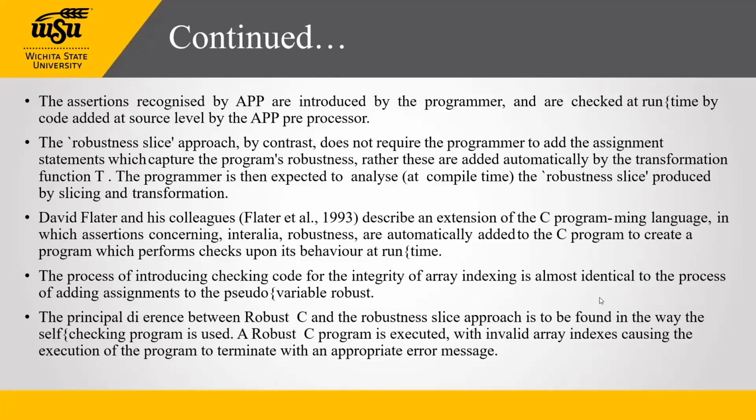The process of introducing checking code for the integrity of array indexing is almost identical to the process of adding assignments to the pseudo variable robust. The principal difference between robust C and the robustness slice approach is to be found in the way the self-checking program is used. Here we use a self-checking program just to check the robustness of the slice, whereas the robust C program is executed with invalid array indexes, causing the execution of the program to terminate with an appropriate error message.